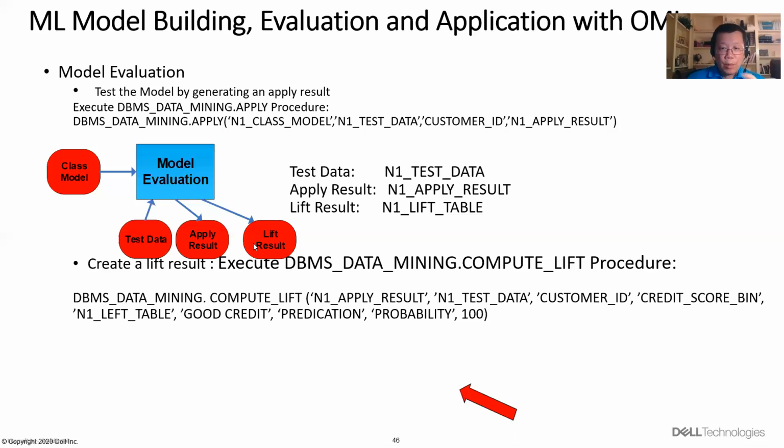To evaluate this model, we call the DBMS data mining compute lift procedure. This procedure takes the apply result and the test data, and other parameters. The result of the procedure is put into the N1 lift table. We use the data inside the lift table to determine whether this class model is good enough and accurate.